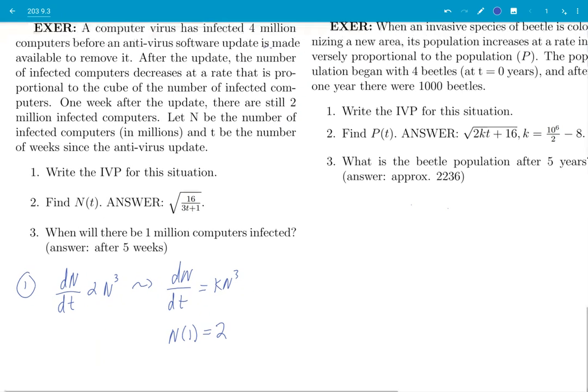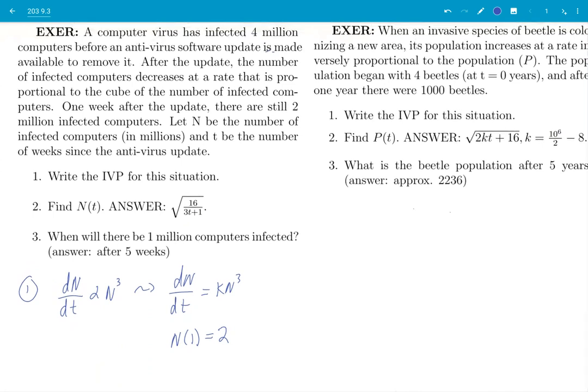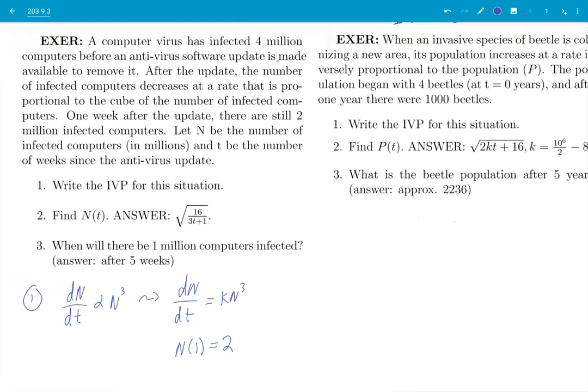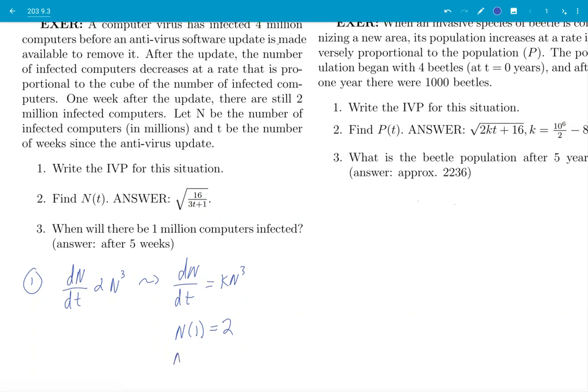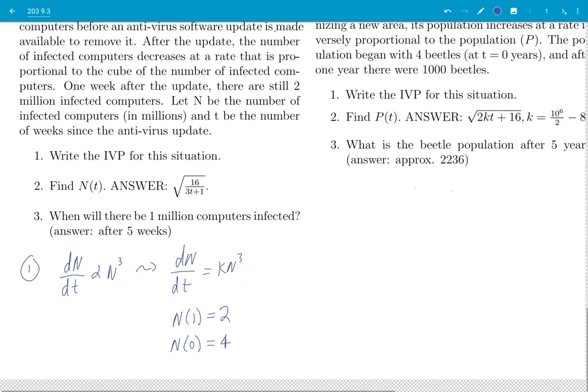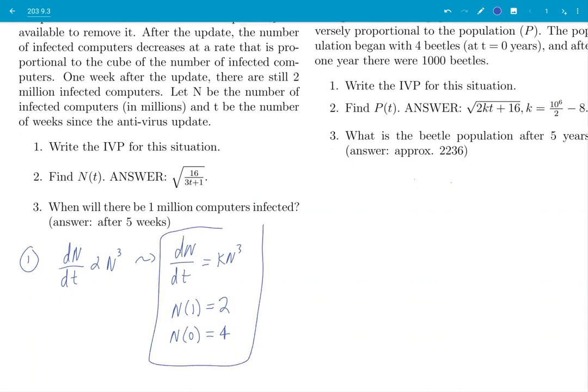What else? What other information? I got this 4. What is this 4 up here? What does that mean? That's my initial condition, right? 4 million is the amount of infected computers at the exact moment I do my update. So n when time is 0 is 4. So here's my IVP right here.